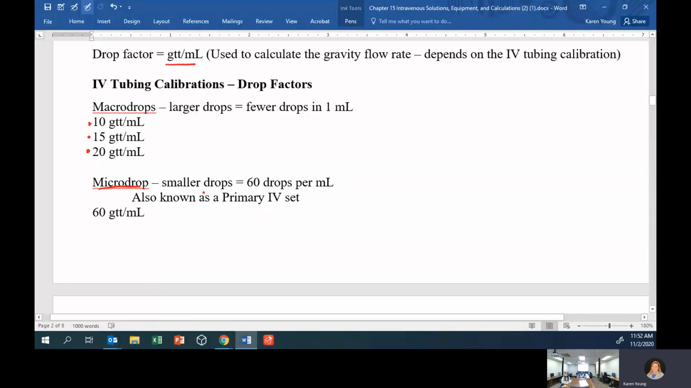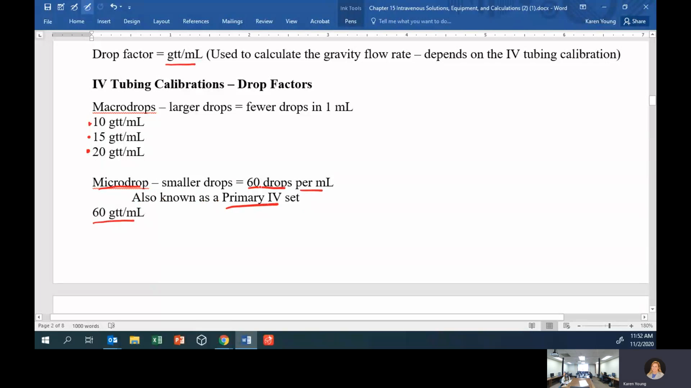And then we have our micro drop. These are very small drops. It takes 60 drops per milliliter. It's also known as a micro drip, a primary IV set, and it's a drop factor of 60 drops per milliliter. So these are known as 3 different things.